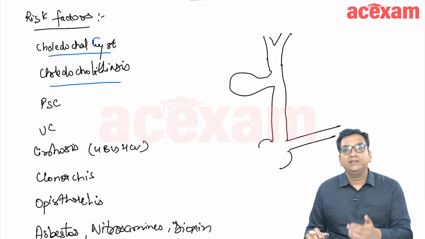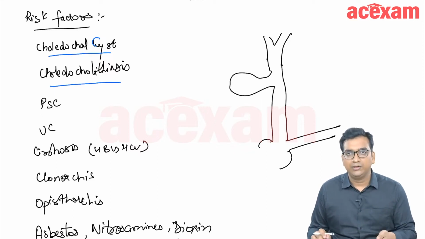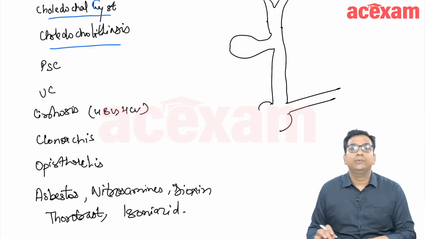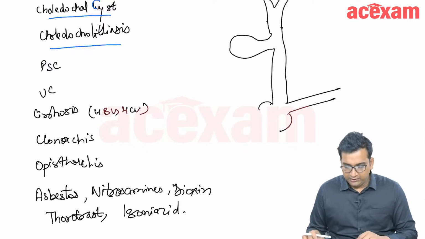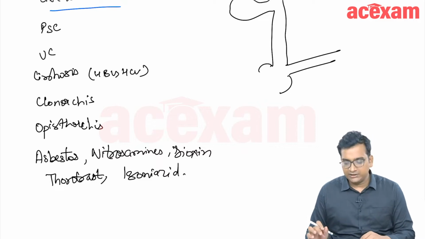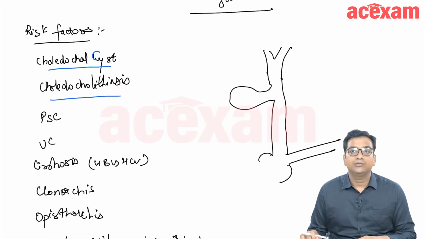hepatitis B, hepatitis C also leads to cirrhosis, and other causes of cirrhosis can also lead to cholangiocarcinoma, mainly the intrahepatic type of cholangiocarcinoma. Then Clonorchis sinensis, Opisthorchis viverrini, and asbestos, nitrosamines, dioxin, thorotrast, and isoniazid. Okay, so these are the risk factors for cholangiocarcinoma.